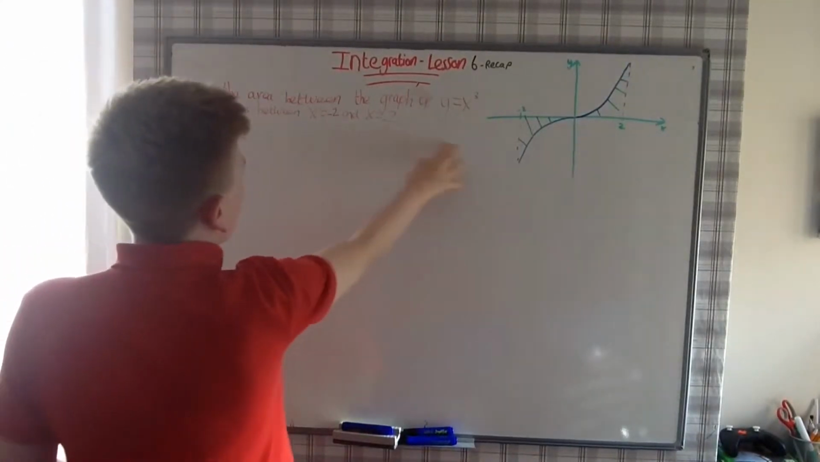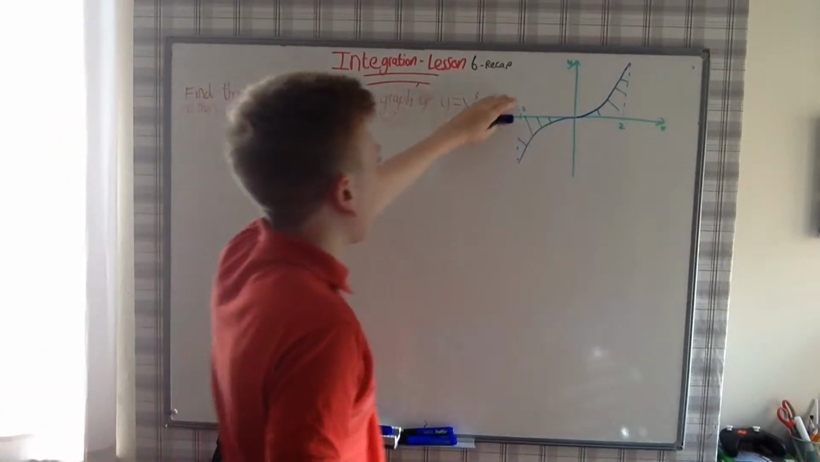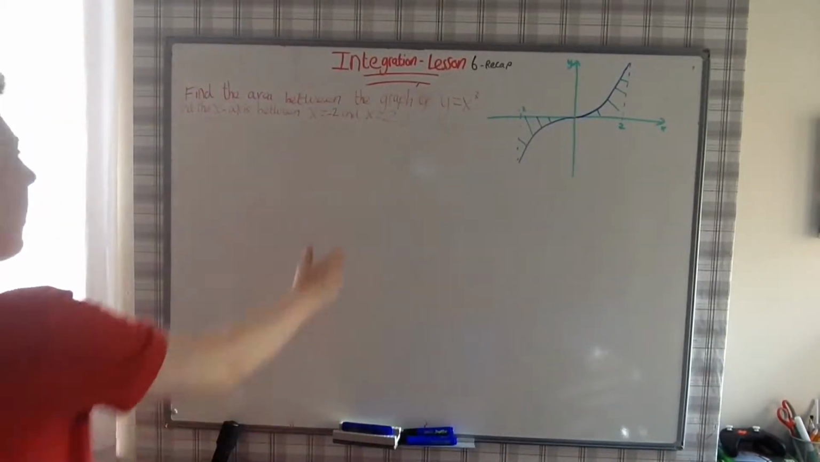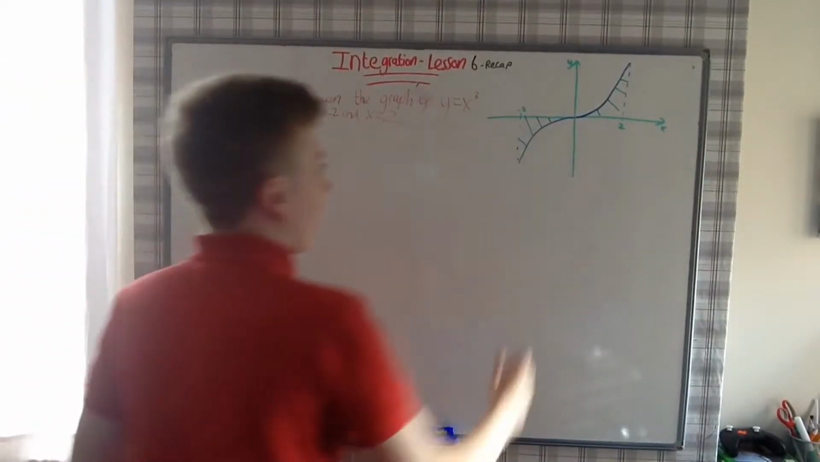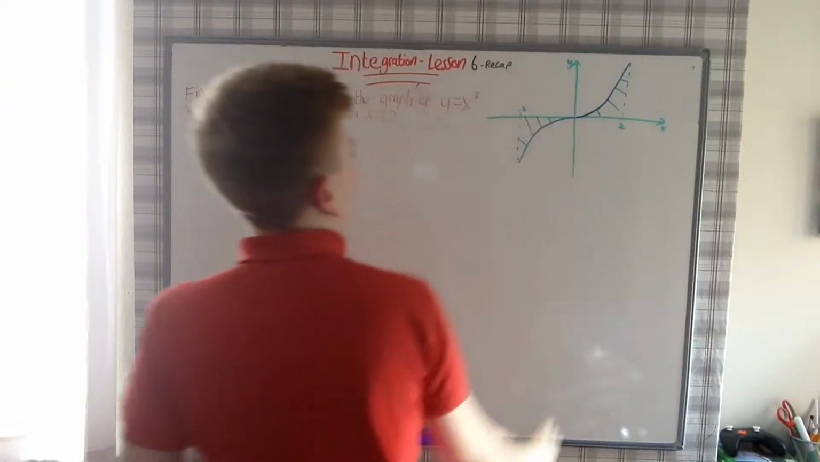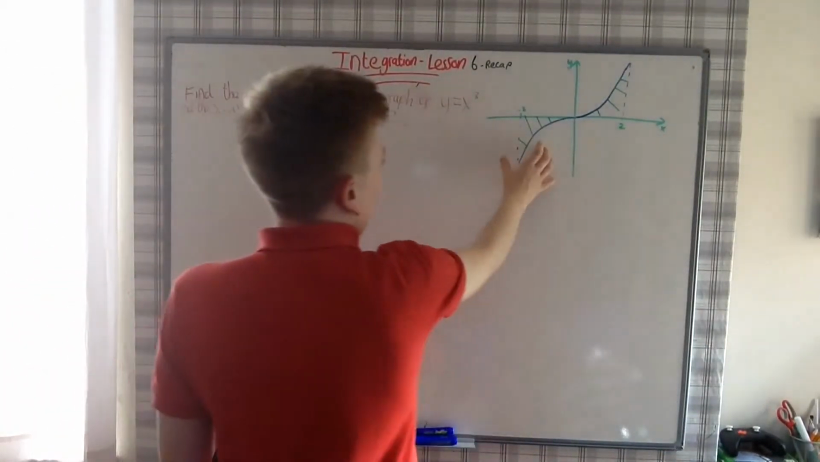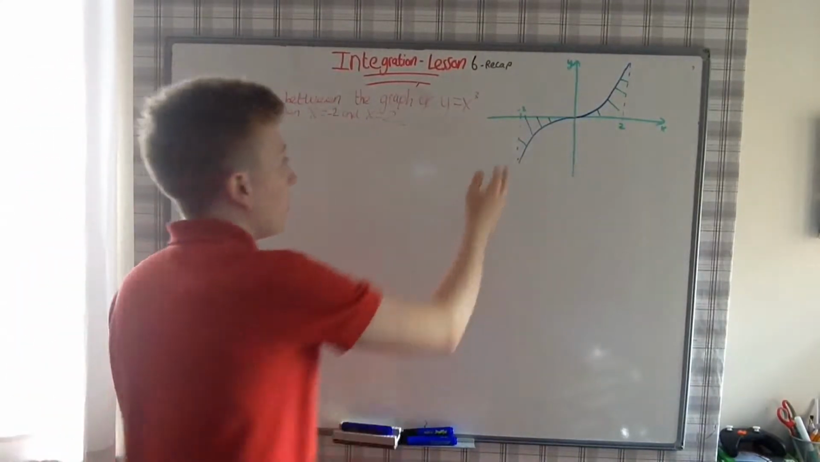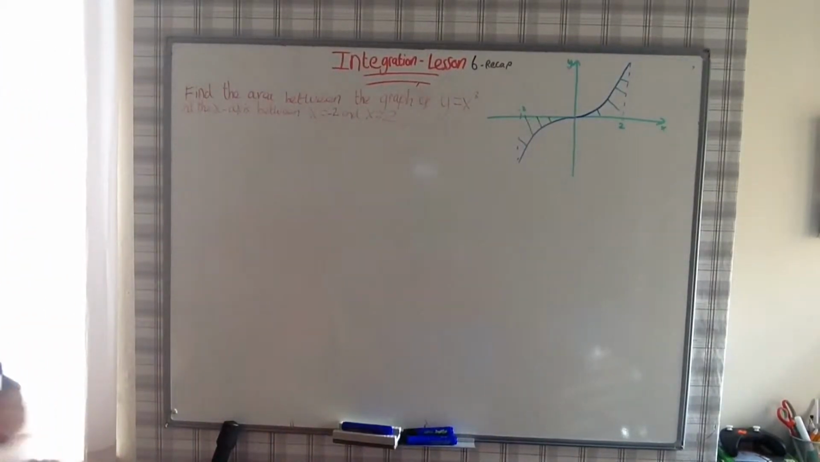It says find the area between the graph of y equals x cubed and the x-axis between x is minus 2 and x is 2. So, once again, this is an integration question. However, this time we're given an area below the x-axis and an area above the x-axis. At first, some people might look at this and be tempted to integrate between minus 2 and 2, all in one go. However, we can't do this, okay?